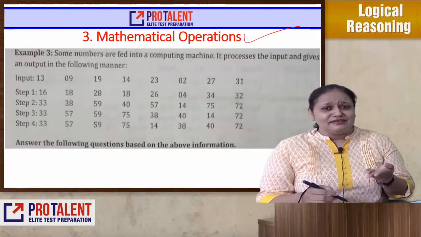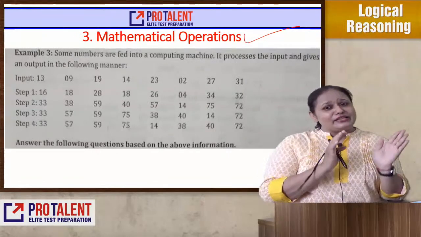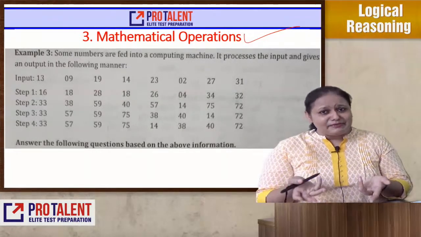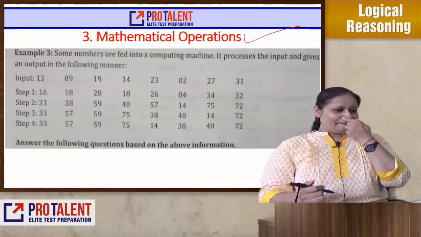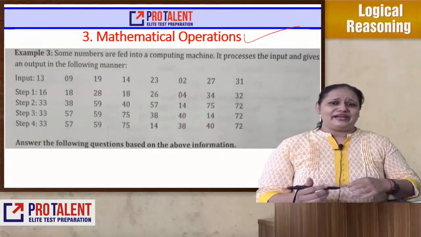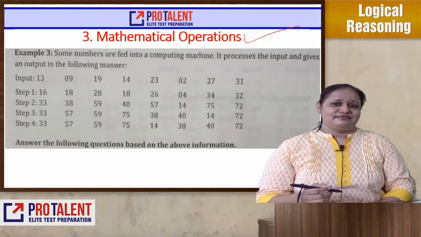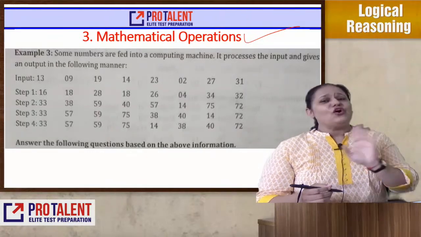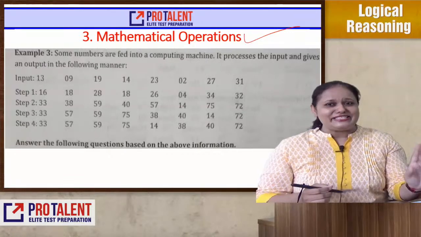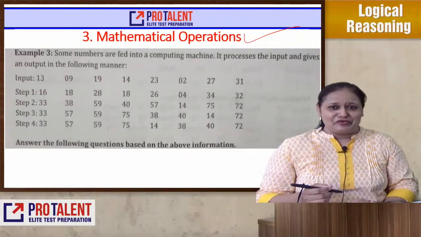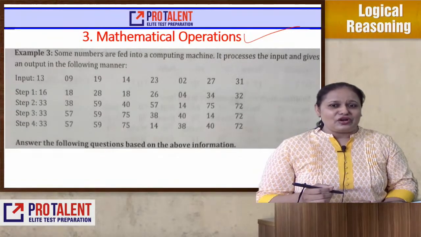Mathematical operation. So getting all the even numbers and odd numbers, is that a mathematical operation? No friends, this is not the logic. This is not the logic. Ascending, descending, you are seeing it over here as a step 4, but then that is not the logic.